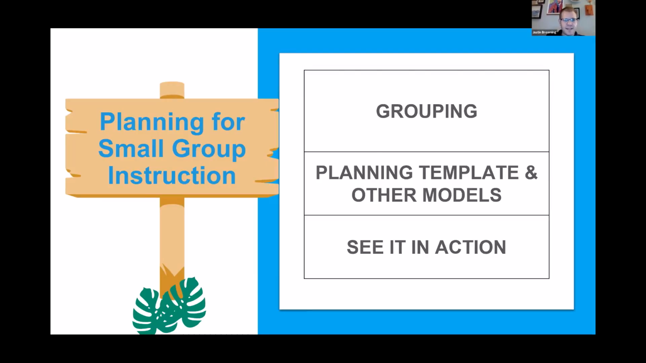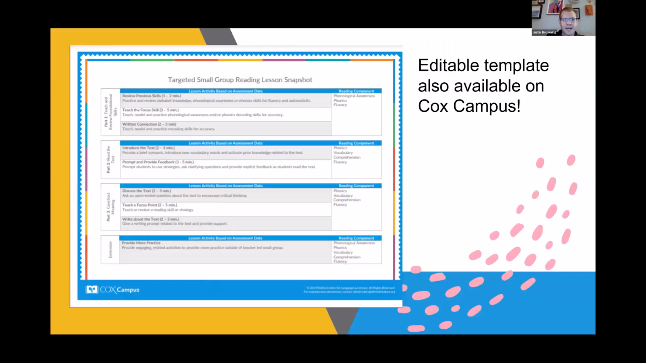So on Cox Campus, the next slides, if you'll go ahead and go to that, there are planning templates for small groups. This right here is described in detail in the small group course. So make sure you dig into that course. This is really an overview or a snapshot of what the small group lesson would look like and how it connects to the big 5 of reading, which is from the National Reading Panel. There's an editable lesson plan template also available on Cox Campus under the resources. Those resources are highlighted in the course as well. So you'll want to check those out when you go through the course. I think the course is a 1.5-hour course, but it is worth every single minute.